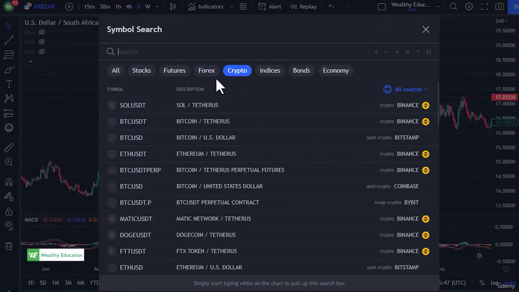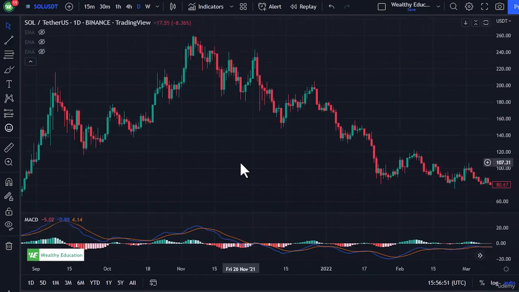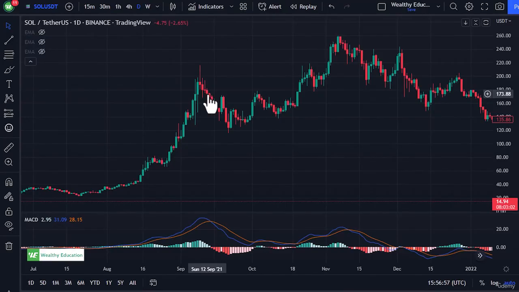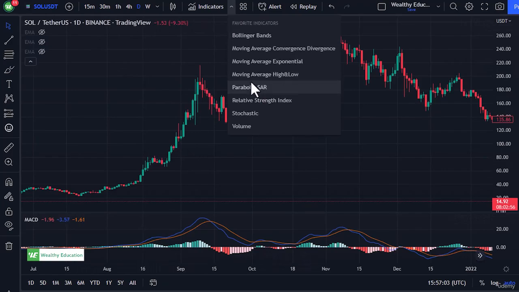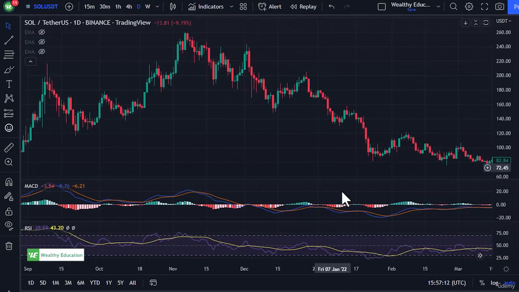Let's go ahead and go into the crypto world here. We'll do Solana. So overbought condition right there, you started selling. Notice how price was rising rapidly. The histogram was dropping. That would have been a little bit of divergence. Let's add the RSI back on. You can see we were definitely overbought there. Kind of drifted over and started falling.